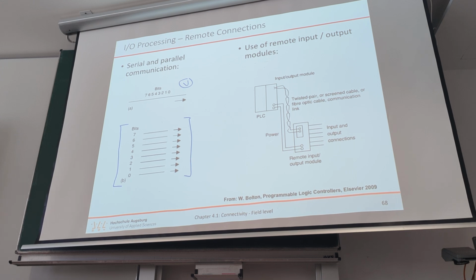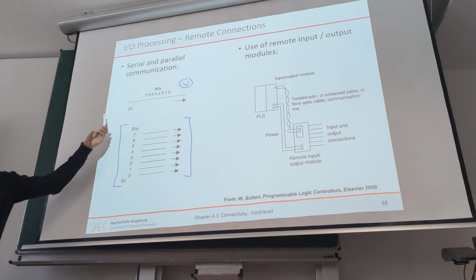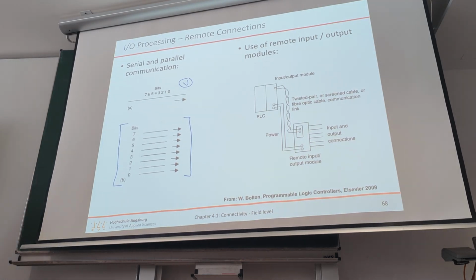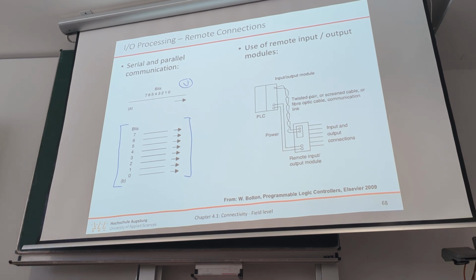Does anyone know when... up to around 2000 we had a lot of parallel communication systems, not over long distances because then you need a lot of cables which would be expensive, but we really got better with serial line communication. Do you know what was the breakthrough of serial communication?